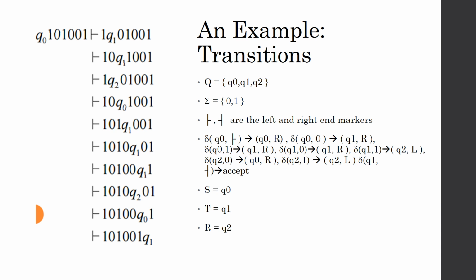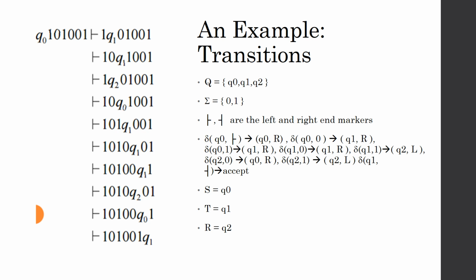So we'll start at Q naught given the left end marker. We transition to the right and stay in state Q naught. Then we see a 1, and given our transitions, we need to transition into a new state Q1 and move the read head to the right. We see a 0 then, and stay at state Q naught and move the read head to the right. We see a 1 and transition to a new state Q2 and move the read head to the left.